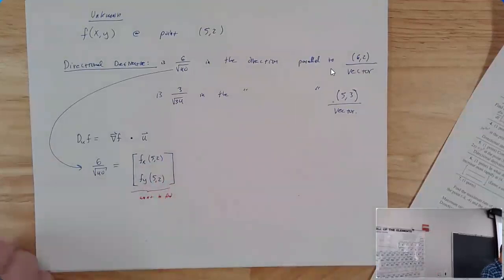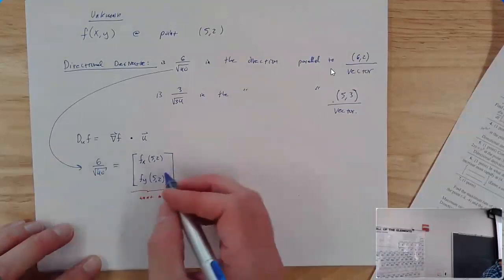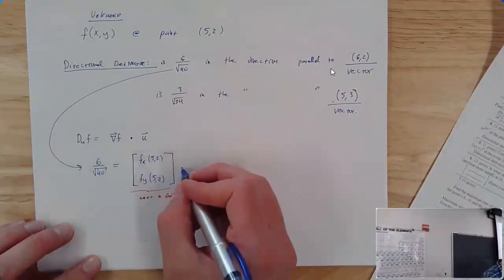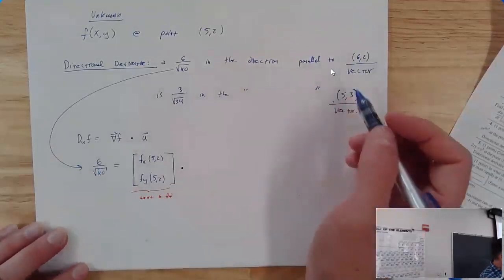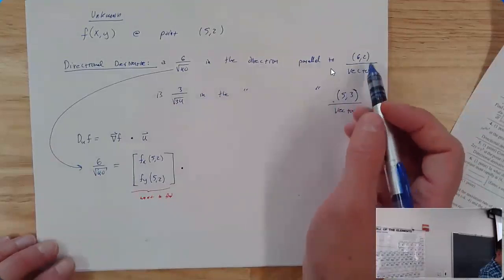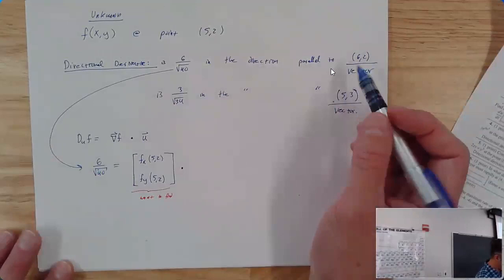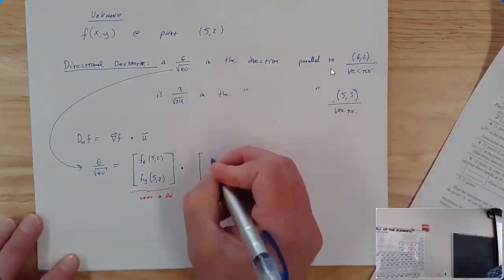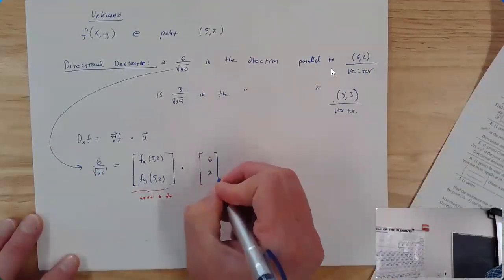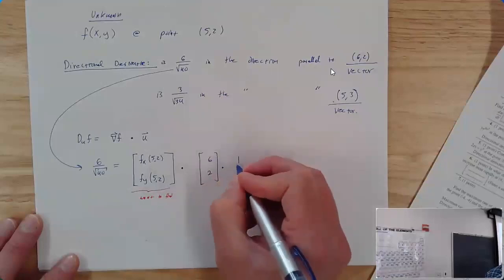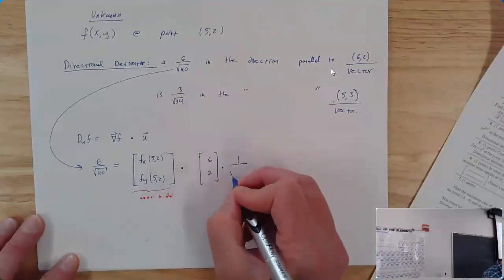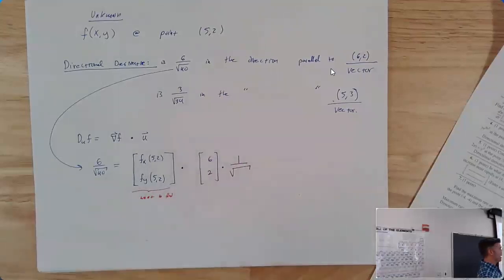And then we know that to get the directional derivative, you're taking that gradient and you're dotting it with the vector that you're going in the direction of. Now, if this is a vector, then we need to normalize it. So it's going to be the vector (6, 2) divided by its own magnitude, which is the square root of 40, the square root of 36 plus 4.